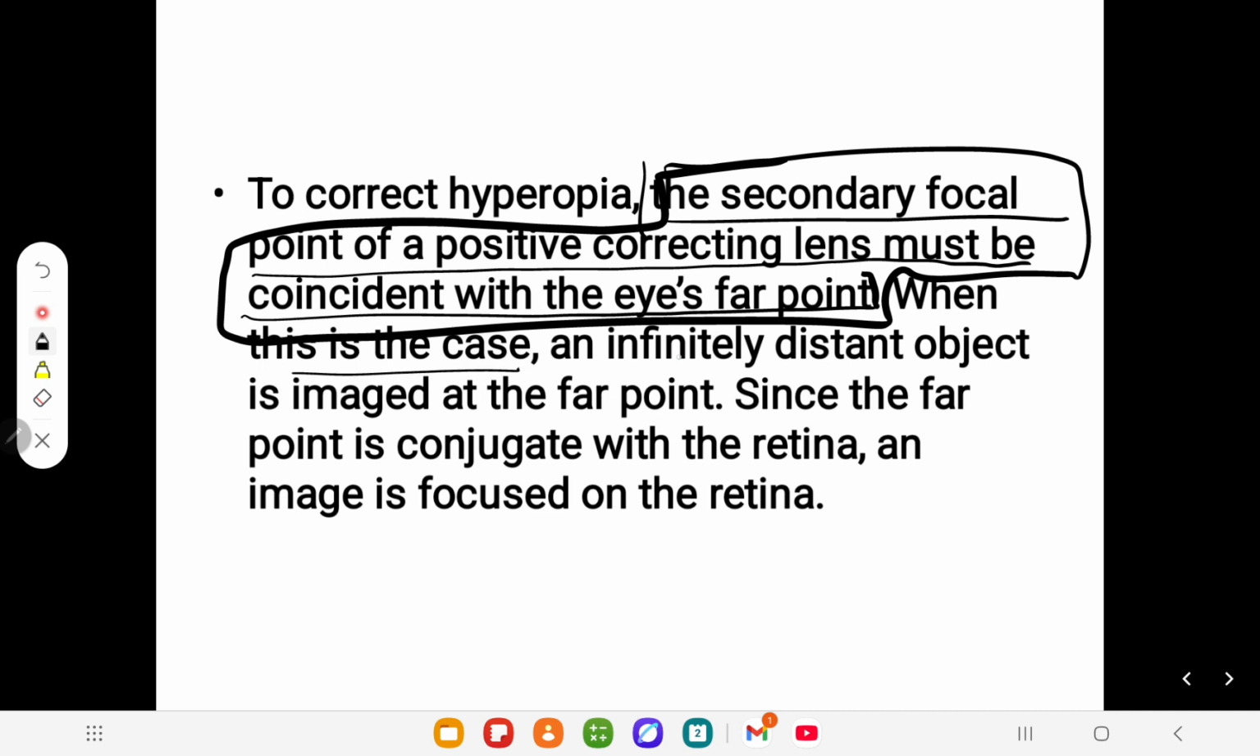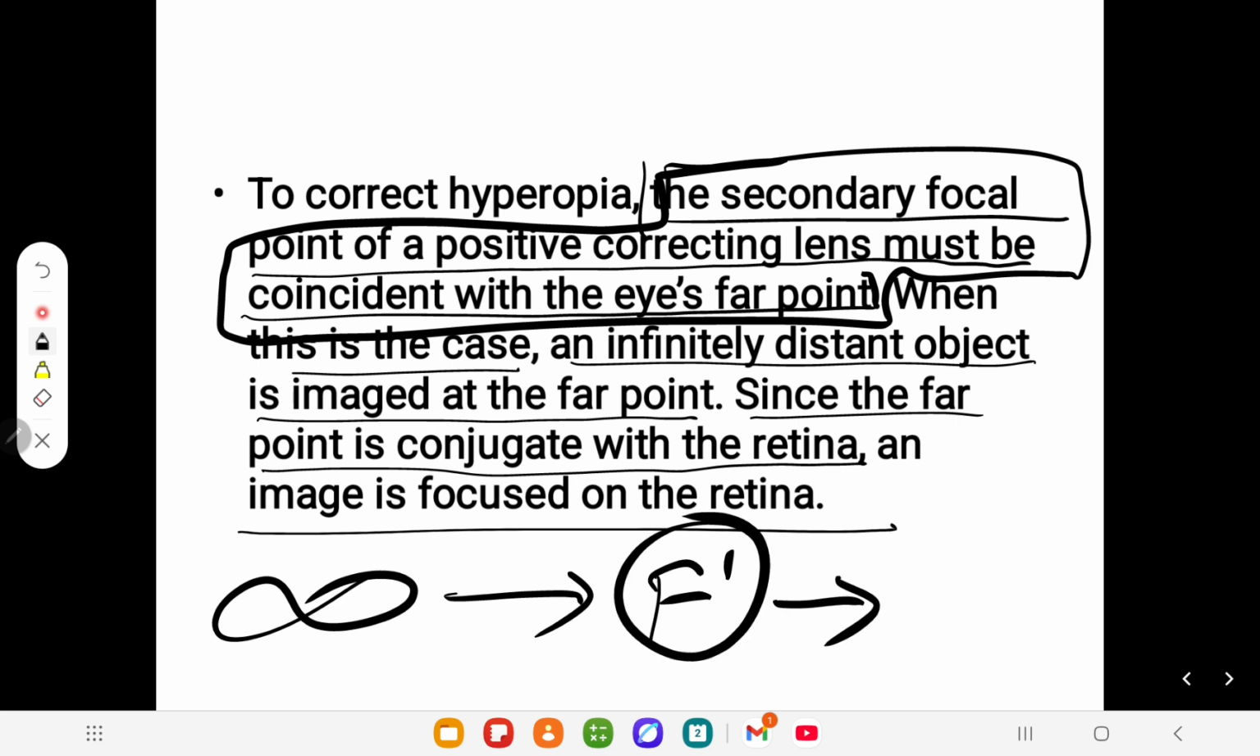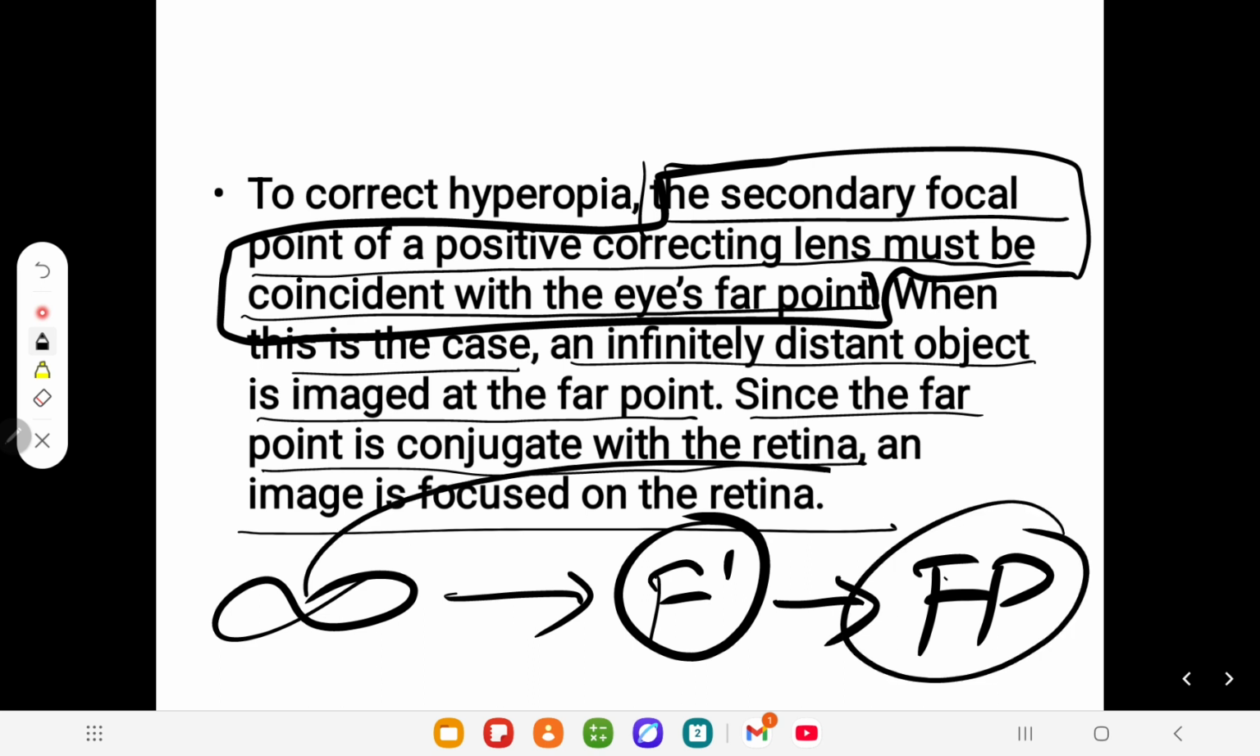When this is the case, an infinity distance object is imaged at the far point, since the far point is conjugate with the retina and the image is focused on the retina. Again, I said infinity is conjugate with the secondary focal point of a plus lens. Secondary focal point of a plus lens is conjugate with far point. And that's why indirectly infinity is conjugate with far point and the patient can see far distance. This is the optical basis of refractive error correction, or subjective refraction. You have to understand as an optometrist student.